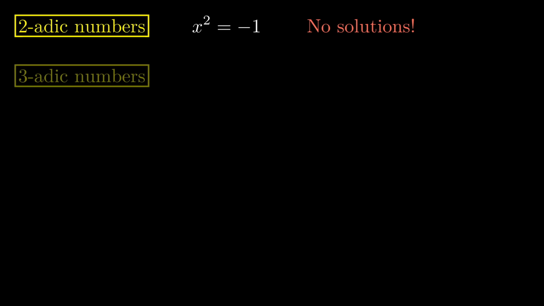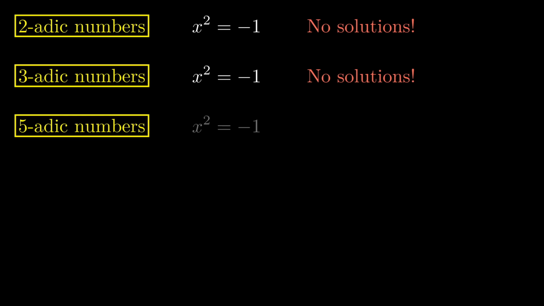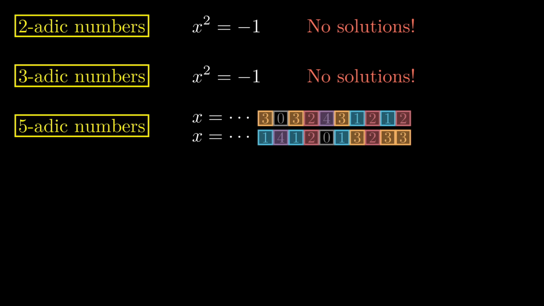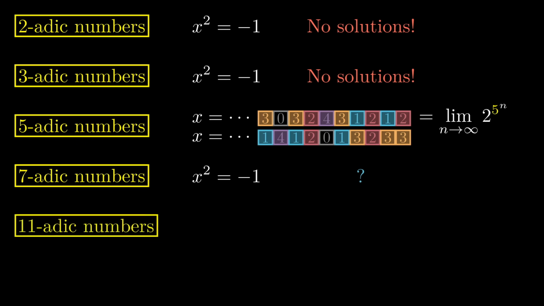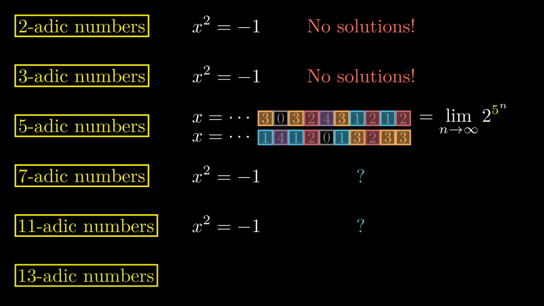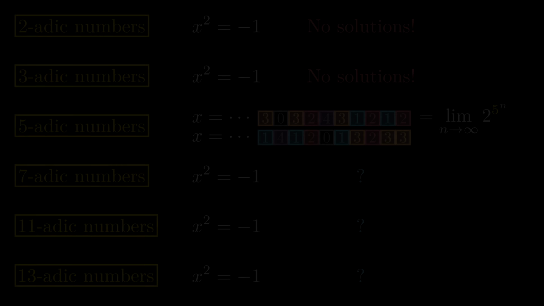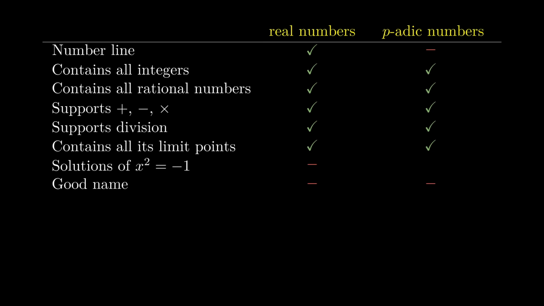What about if p equals 3? Do the 3-adic numbers contain square roots of -1? Not there either. But the 5-adic numbers do contain square roots of -1. We saw this earlier. One of the square roots is the 5-adic limit of 2 to the 5 to the n. Try this on your own. Pick a prime number p and see if you can build a p-adic integer from right to left whose square is -1. If you do this for a bunch of primes, you can probably guess a characterization of the primes for which this is possible. We've now completed our table of properties.